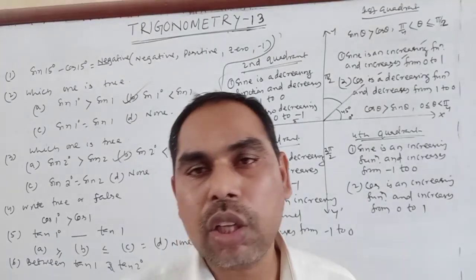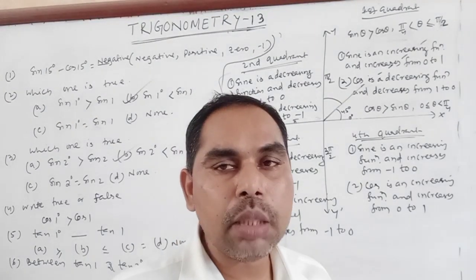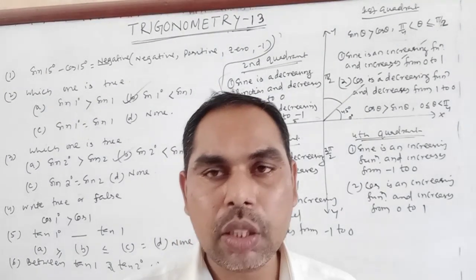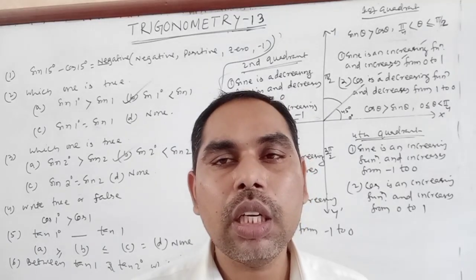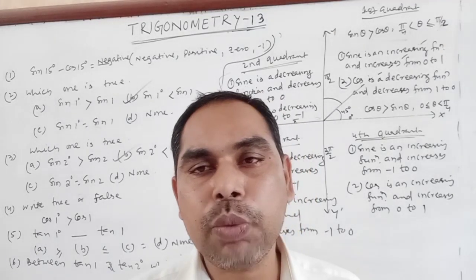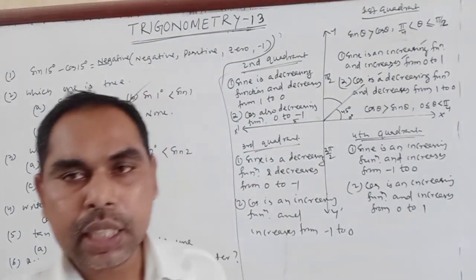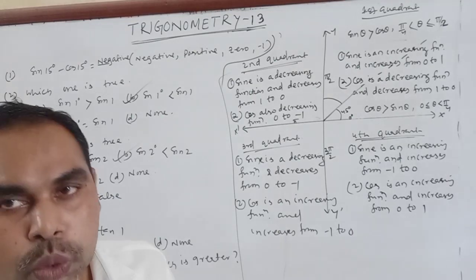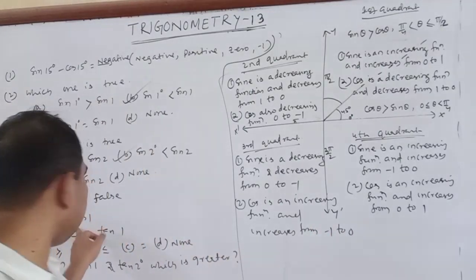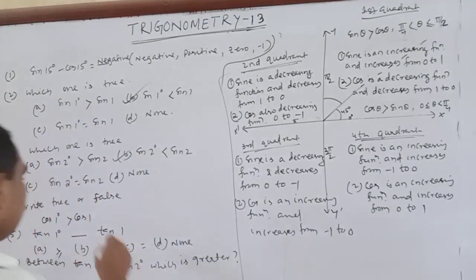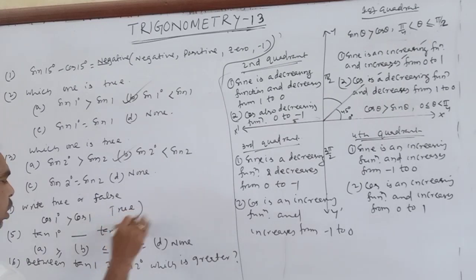And cos 1 radian is nearly cos 60 degree. Cos 60 is half. So between 0.9 and 0.5, which one is greater? 0.9 is obviously greater. Therefore cos 1 degree is greater than cos 1. This is true.